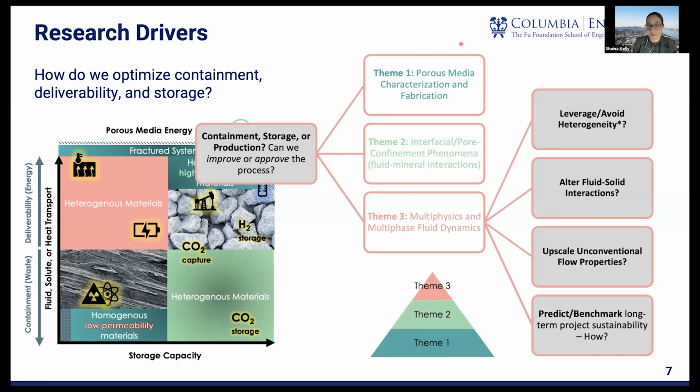So to do that, we generally focus on three themes in my lab. One is characterization and fabrication, which is a common bedrock, pun intended, theme. The next one would be looking at interfacial properties, especially the effect of pore confinement on those. My PhD was about looking at the effect of nano-confinement on interfacial interactions, so theme 2 is kind of near and dear to my heart. Theme 3 is putting this all together, how multi-physics and multi-phase fluid dynamics are controlled by those. So the one that we're talking about today is really altering fluid-solid interactions, but any of the questions shown in these green boxes, in theory, can be answered if you have a good workflow to go through these themes.